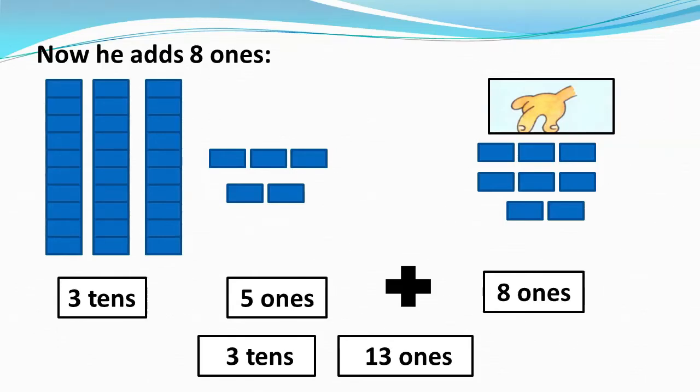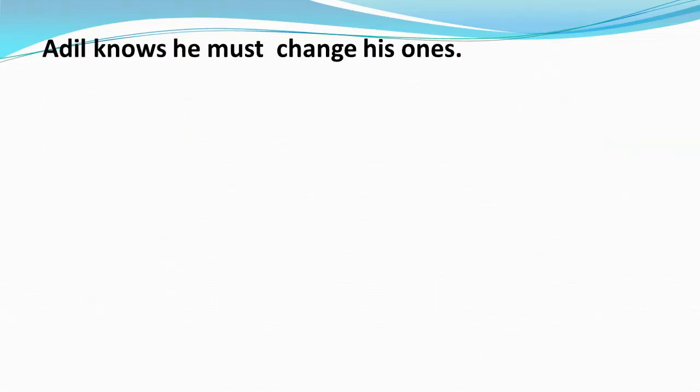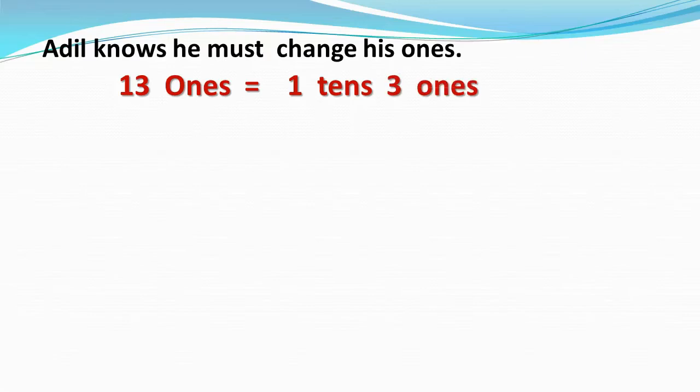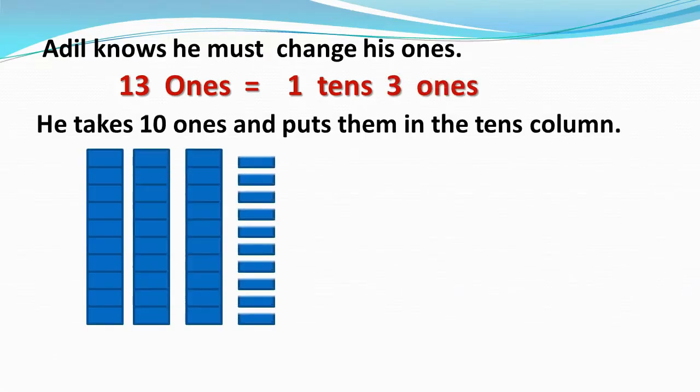13 ones equals 1 ten, 3 ones. He takes 10 ones and puts them in the tens column. Now here he has 1, 2, 3, 4, 4 tens and 1, 2, 3, 3 ones.